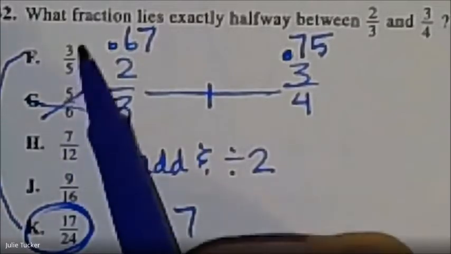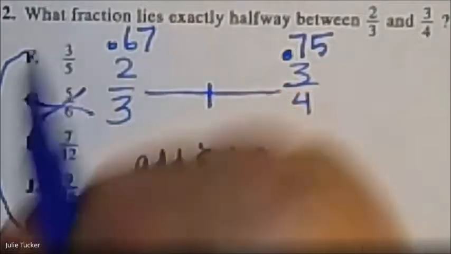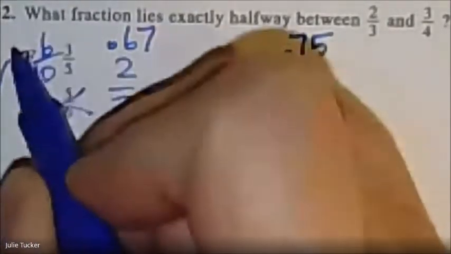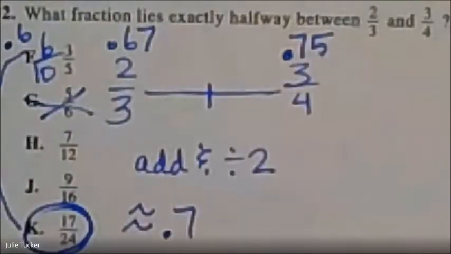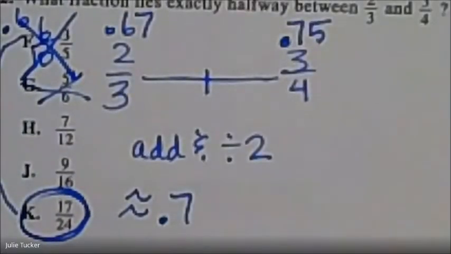And then you could look at all the other numbers here. Do you know 3/5 is like 6/10? 3/5 is 6/10. So that would be 0.6. So that one doesn't make any sense either, you know? So if you use your number sense, you can figure out which ones to eliminate so that you don't have to try all of them. Okay. Let's go to the next question.